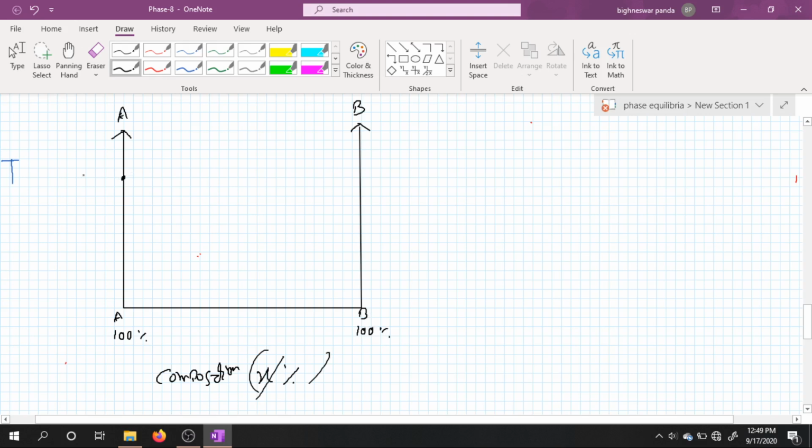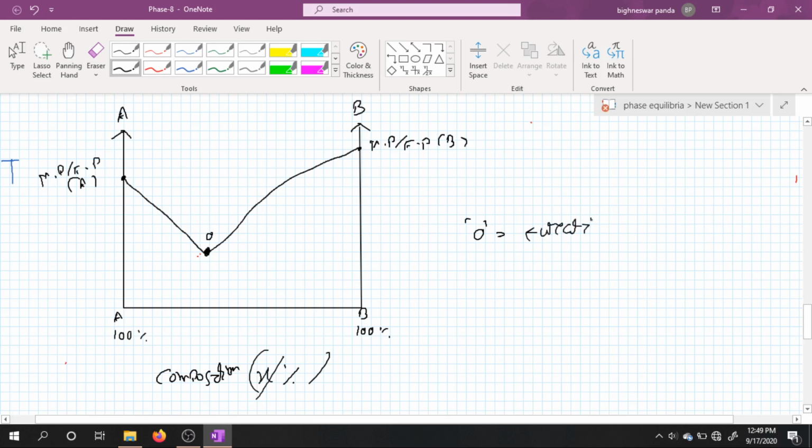This is the melting point, melting point of A, and this is the melting point of B. And this is your point O. Point O represents the eutectic.